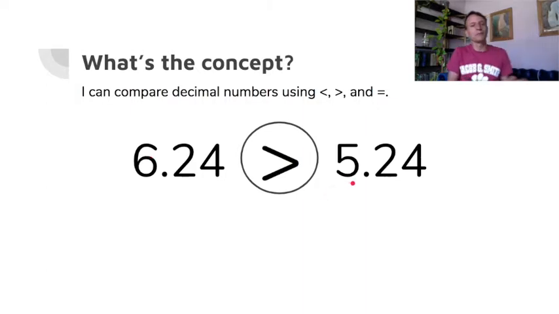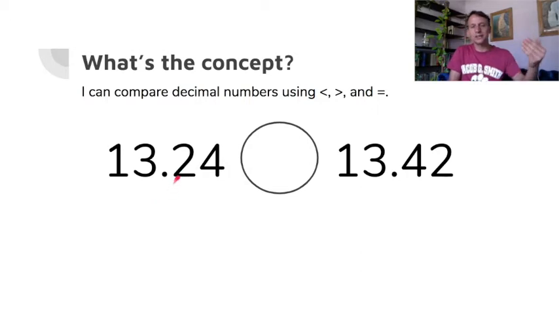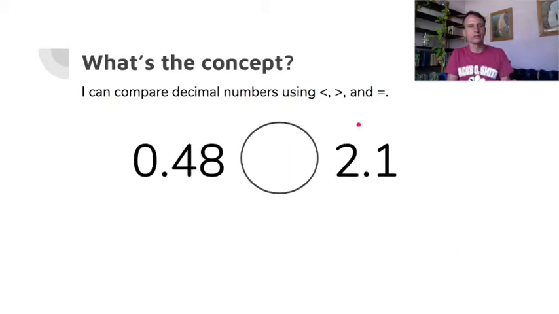All right, moving on. 13 and 24 hundredths compared to 13 and 42 hundredths. And again, they're trying to rattle our brains by using the same digits. Yeah, think to money. 13 and 24 cents, $13.42. The 24 cents is less than. Very good.